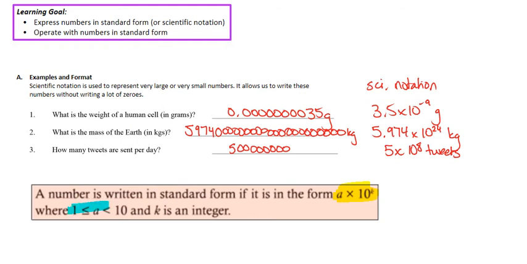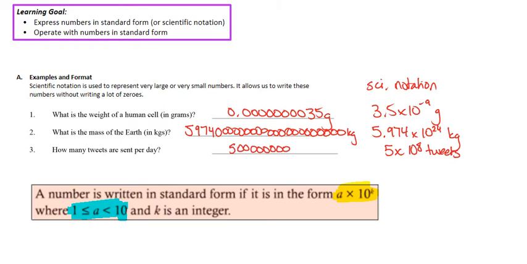The value a has to be greater than or equal to 1, but less than 10. For example, in the weight of a human cell example, the scientific notation coefficient, or a value, is 3.5. So that's between 1 and 10. The next example, 5.974. And the final example, a equals 5.